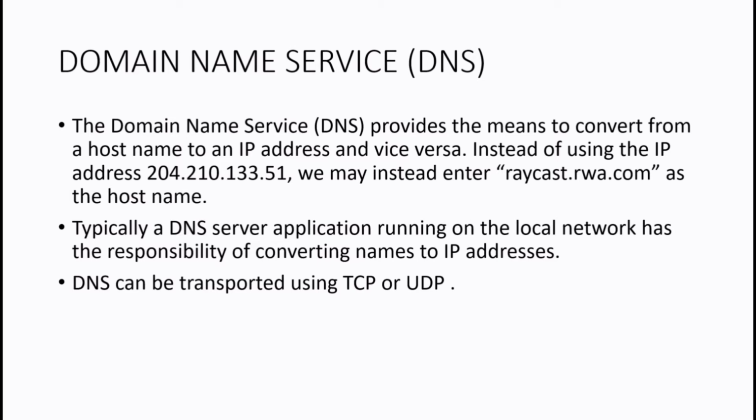Instead of using IP address 204.210.133.51, we may instead enter raycast.rwa.com as the host name. Typically, a DNS server application running on the local network has the responsibility of converting names to IP addresses. So DNS can be transported using TCP or UDP.